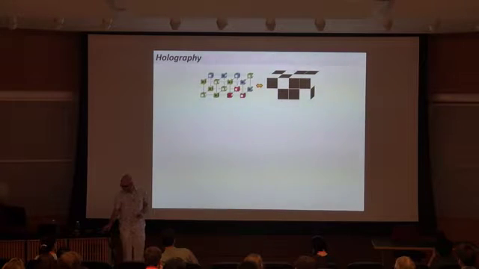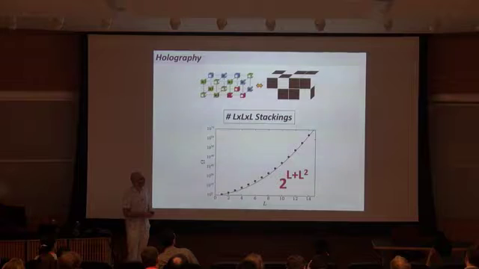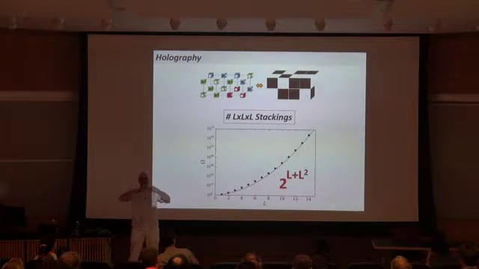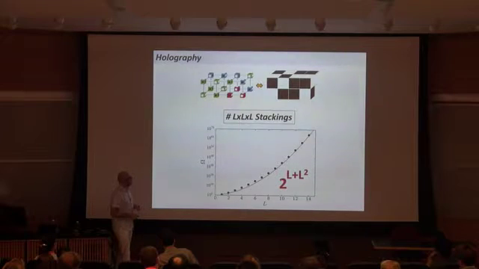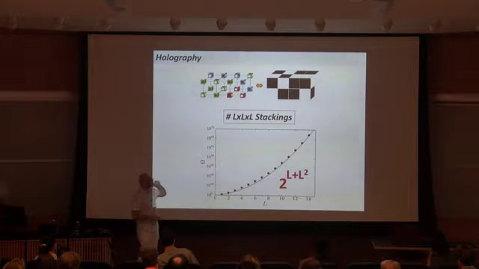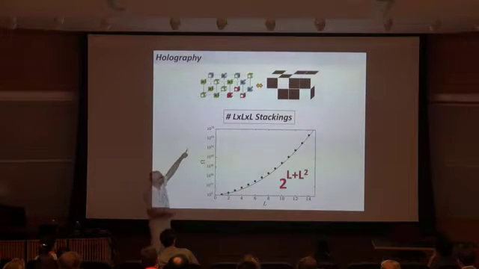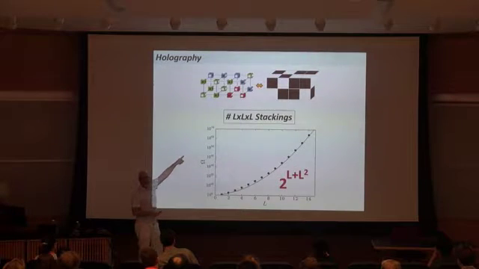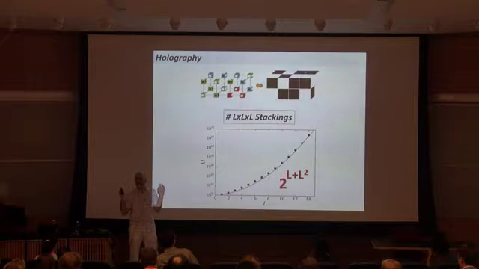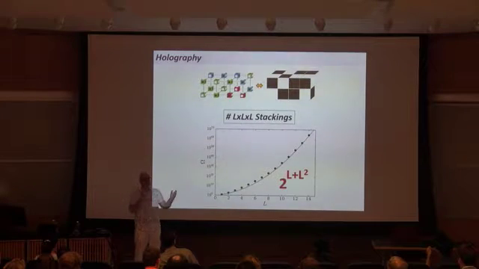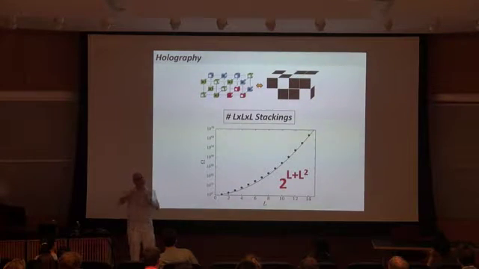Not so important, but what is interesting is that this allows you to estimate the number of distinct L by L by L stackings I can make. And these dots actually represent exact calculations, and these are large numbers. So if you take a cube of 14 by 14 by 14, you get an incredible amount of distinct metamaterials, where all these building blocks are a little bit different.